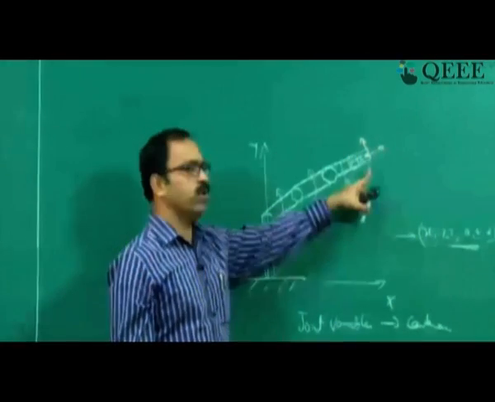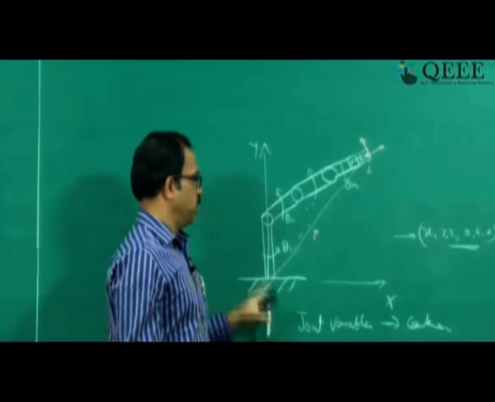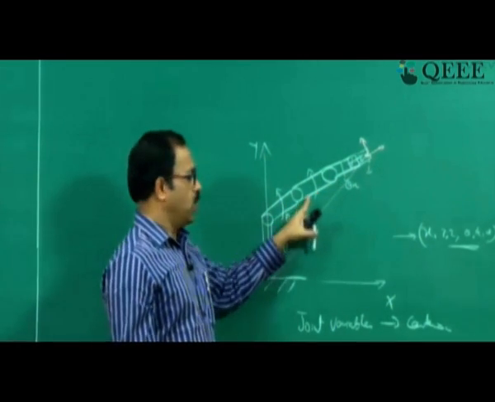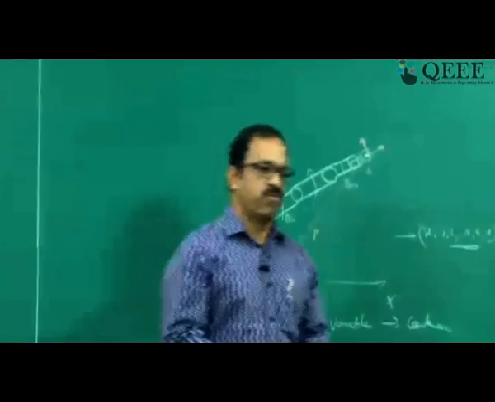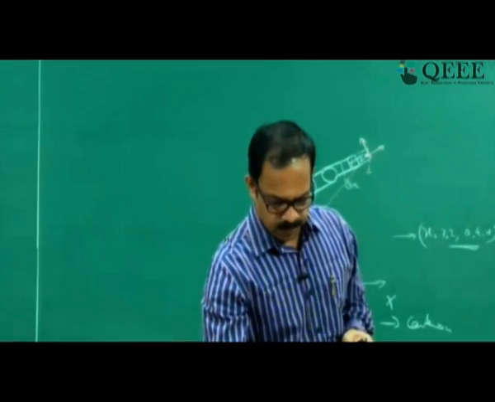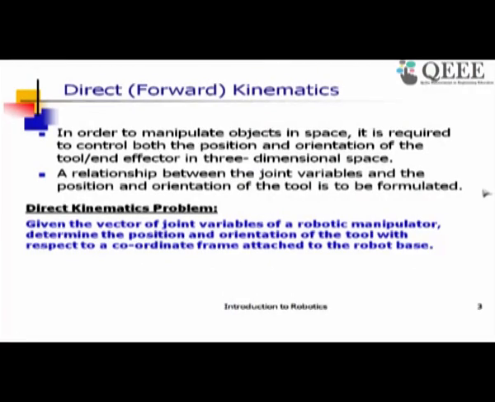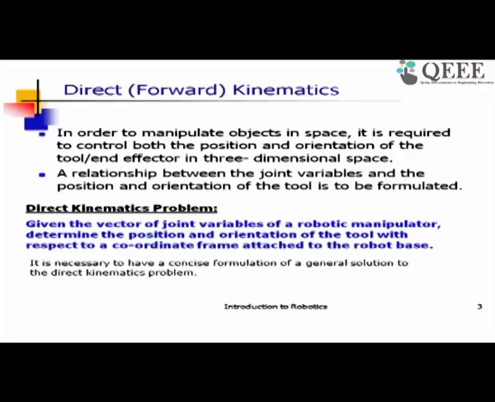So position and orientation of the tooltip with respect to the base frame, if the joint angles are given to you, how do you find out? That is basically the forward kinematics problem. To do this, we need to have a proper formulation. We need to see in a systematic way how this relationship can be developed for a given manipulator, which is the direct kinematics problem. So let us see how this can be developed.